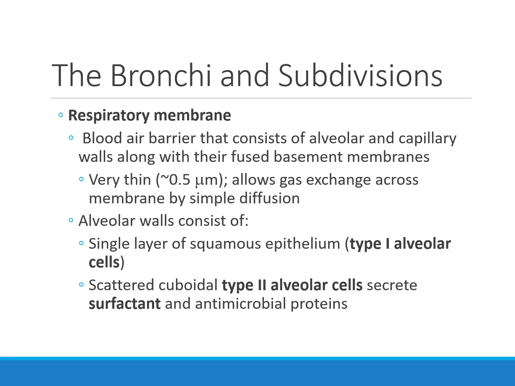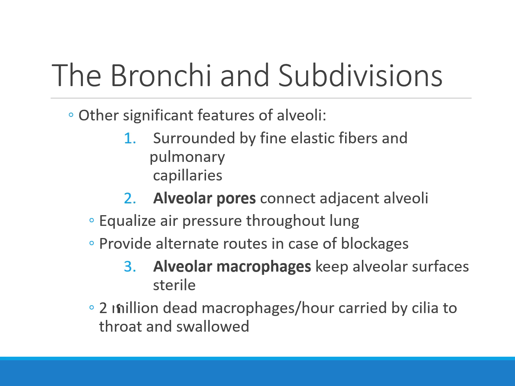The alveolar wall, again, is made of a single layer of simple squamous cells, what we call type 1 alveolar cells, and then scattered between those cells are type 2 alveolar cells, which are cuboidal, and they are secreting a product called surfactant. So surfactant is what keeps the lung from collapsing. And they also are secreting antimicrobial proteins. So if somehow some pathogen managed to make its way all the way down into your alveoli, there actually are proteins down there to try to kill it.